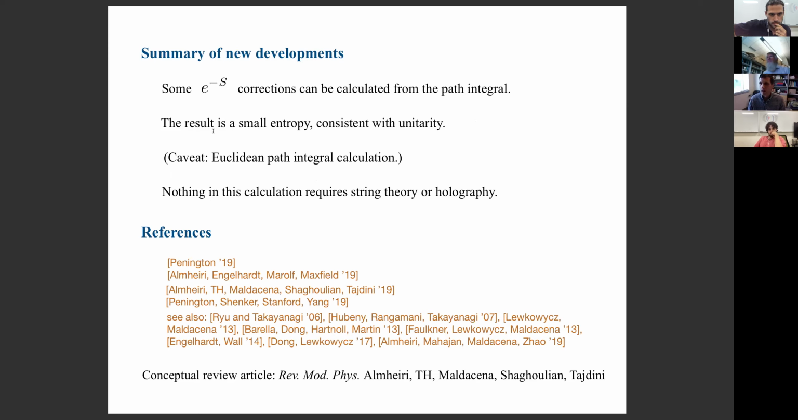The result of this calculation is a small entropy that exactly agrees with the dotted line, the unitary Page curve, and is consistent with unitarity. I want to make the caveat, and I'll come back to this at the end, that this is a Euclidean path integral calculation. And that means it's sidestepping some of the difficulty here. Let me just leave that as a caveat for now, and I'll come back to it.